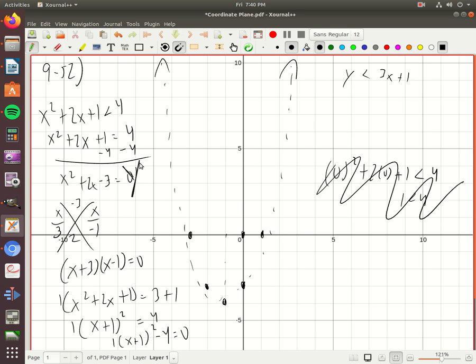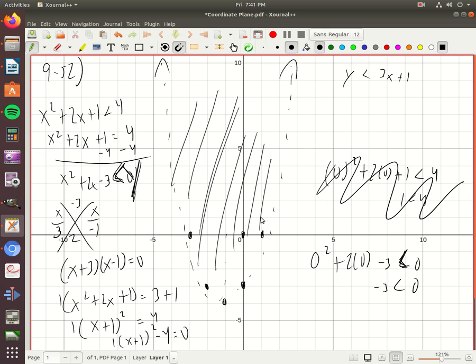This is actually going to be plugging in for y. So we'll say 0 squared plus 2 times 0 minus 3 is equal to 0. So actually it is less than 0, right? I should have gone up here at this point. This would have been a less than y. So is negative 3 less than 0? Negative 3 is less than 0. That means that we're going to shade the (0, 0) side.